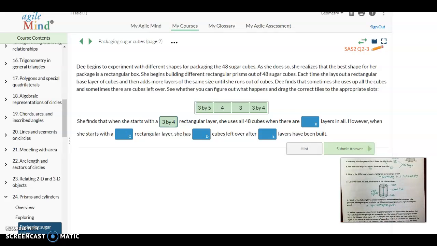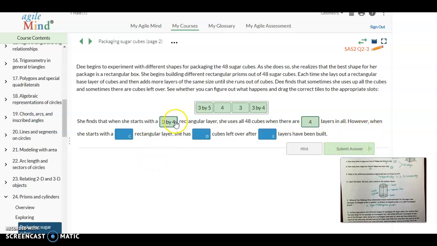Okay, sorry about that. So we talked about in the last video how she could start with a 3x4 rectangular layer that would give her 12 cubes in each layer. So 12, 24, 36, 48, that would take 4 layers in all and would use up all of her cubes.